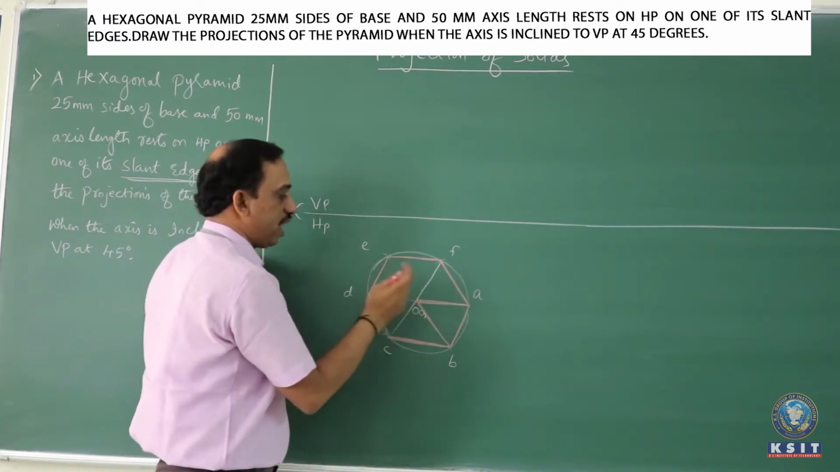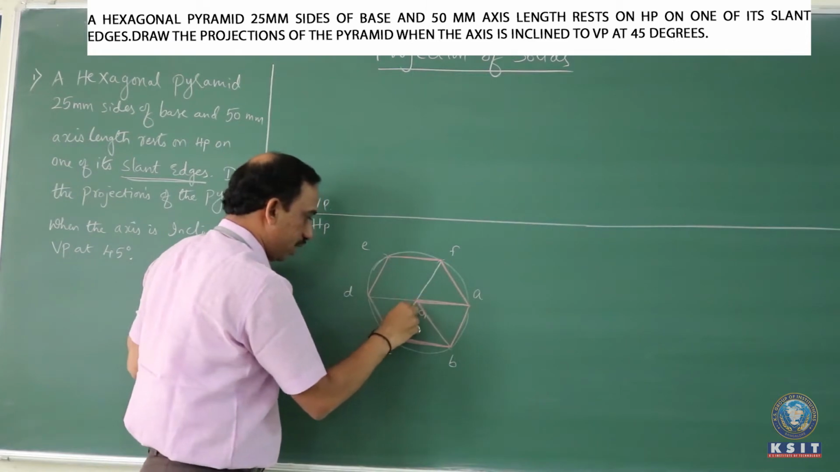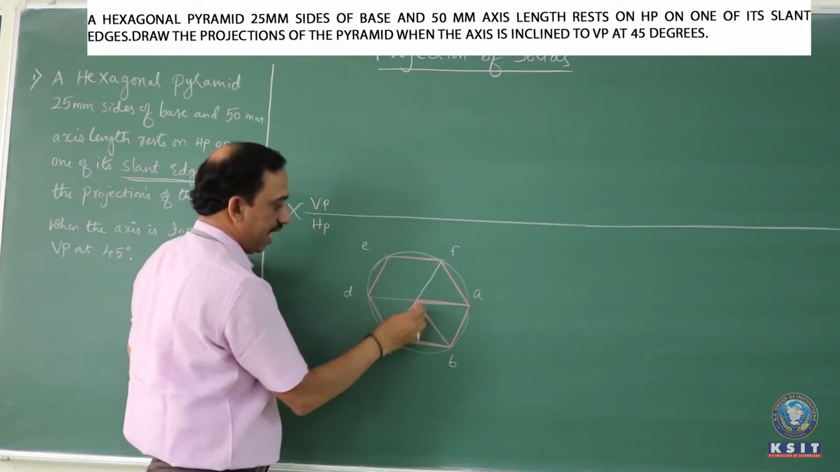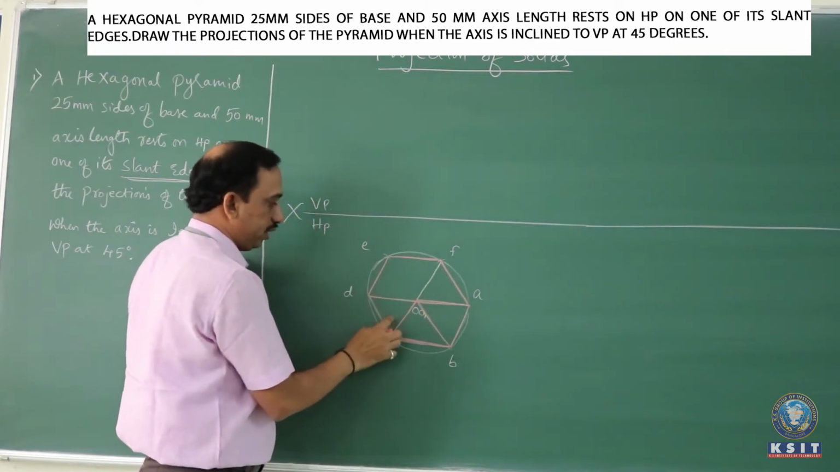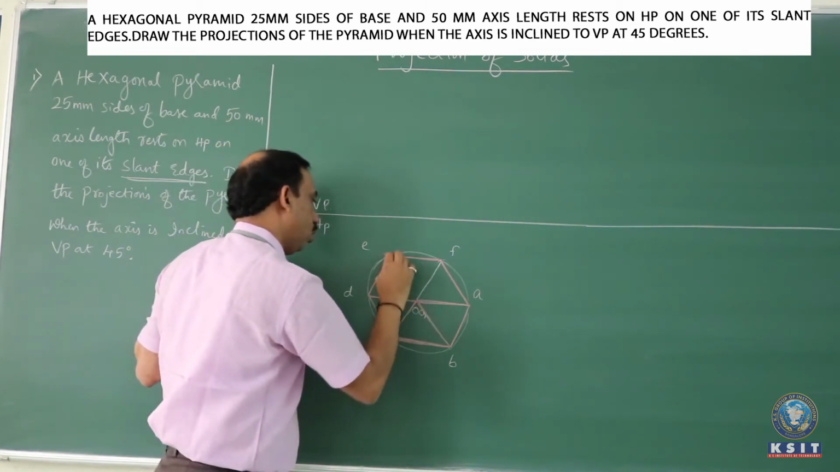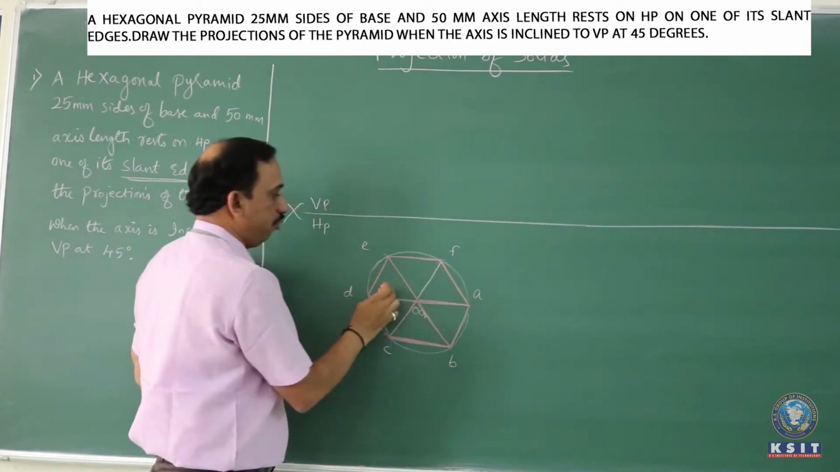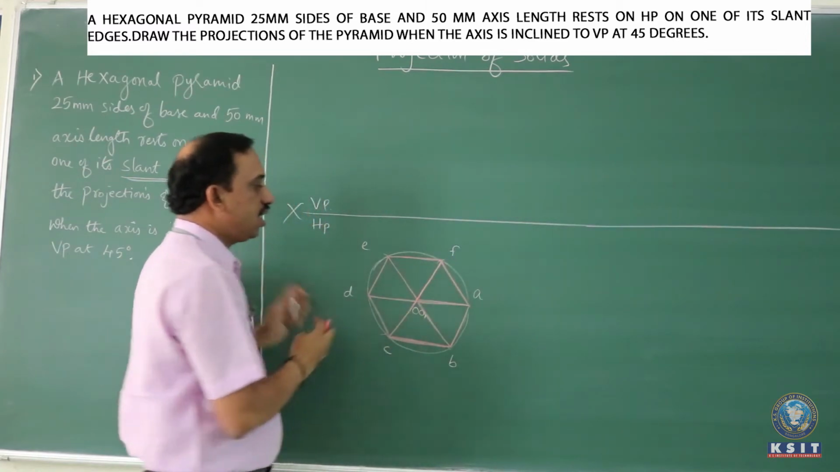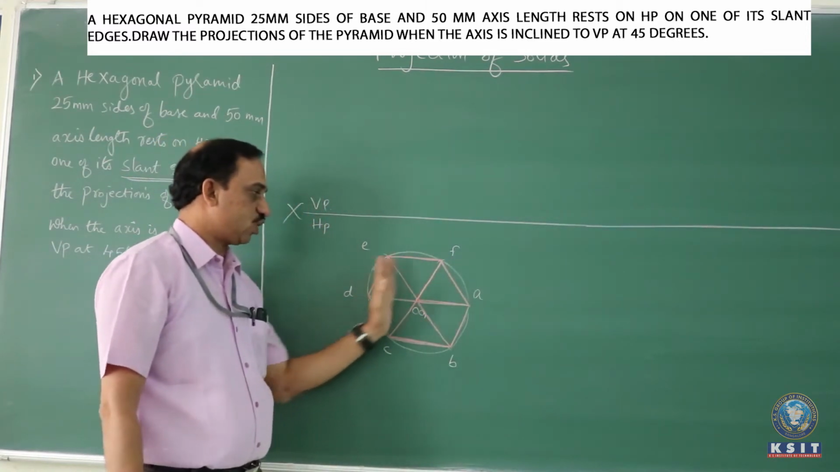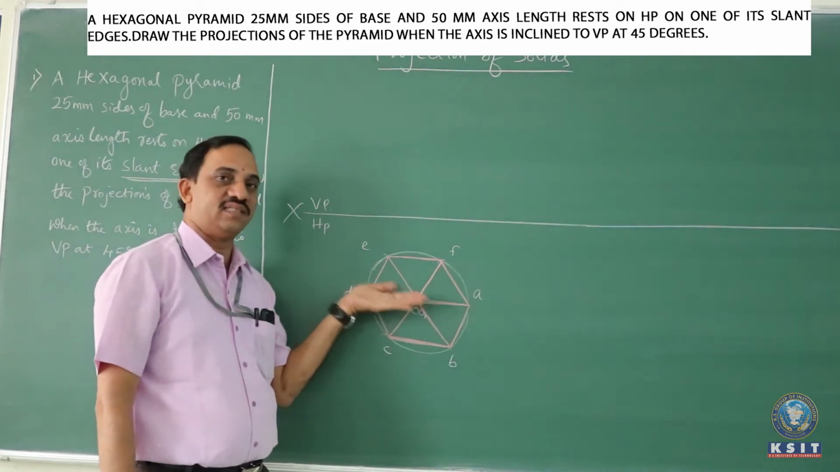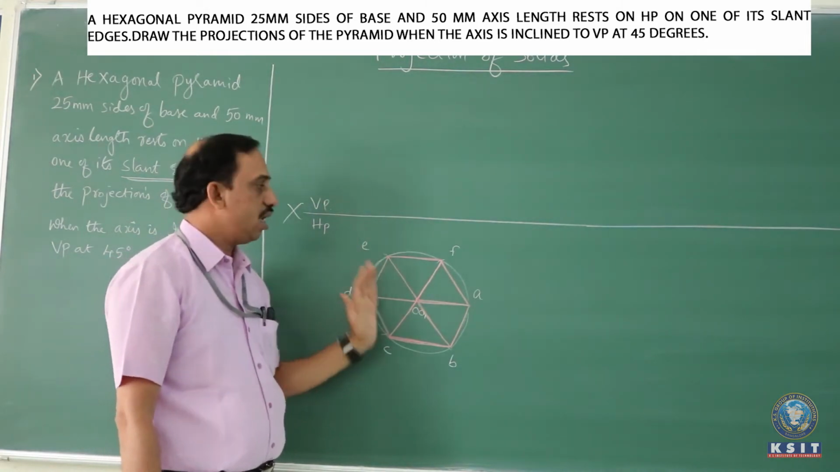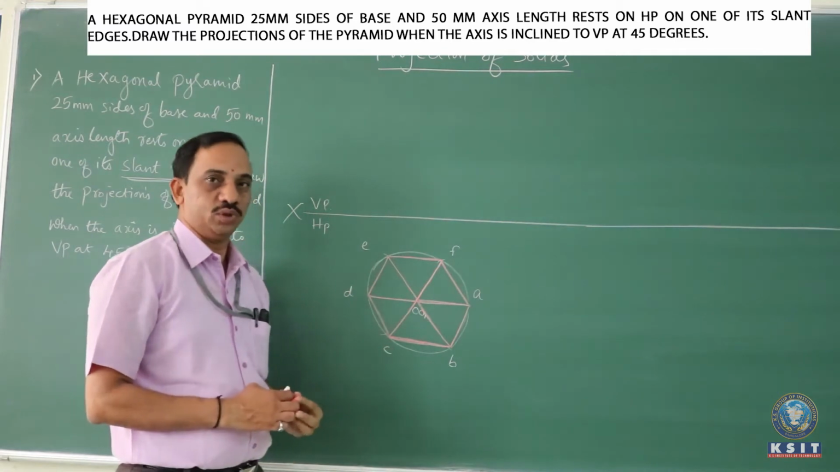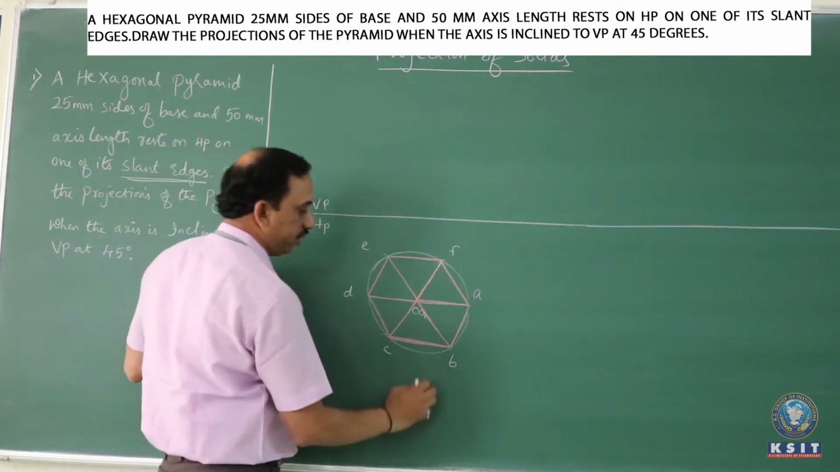Totally we should have 6 triangular faces. So next, when you connect O to C, you get the second triangle. When you connect O to D, you get the third triangle. When you connect O to E, you get the fourth triangle. When you connect O to F, you get the fifth and sixth triangles. So it's totally 6 triangular faces, and one hexagonal face is the top view of this corner position. Now let us proceed to the front view.